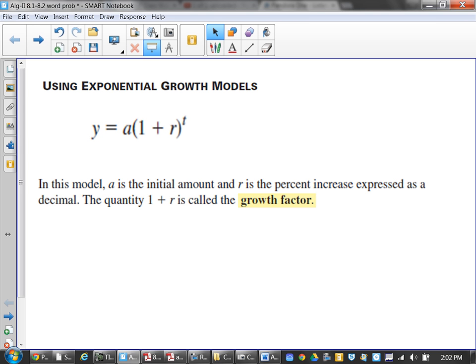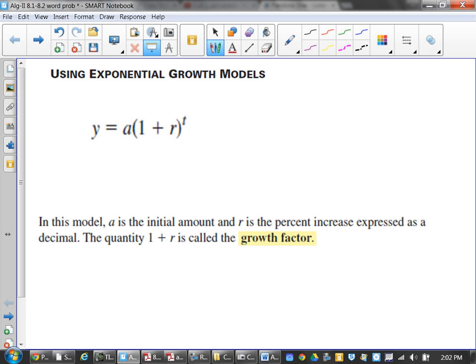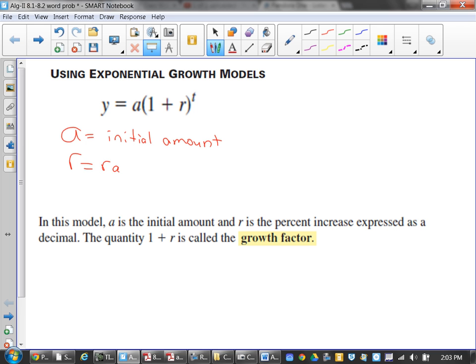And you have these things called growth models. And an exponential growth model has the following. Y equals some initial amount. So this A value is your initial amount. R is your rate. It's always written out as a decimal. They're going to give it to you in terms of a percentage. You just have to convert that to a decimal. And then your T is some value of time. It's usually years.